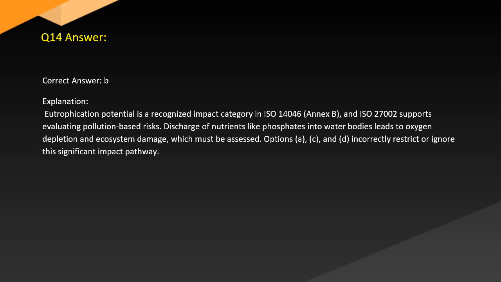Answer. Correct answer: B. Explanation. Eutrophication potential is a recognized impact category in ISO 14046 Annex B, and ISO 27002 supports evaluating pollution-based risks. Discharge of nutrients like phosphates into water bodies leads to oxygen depletion and ecosystem damage, which must be assessed. Options A, C, and D incorrectly restrict or ignore the significant impact pathway.